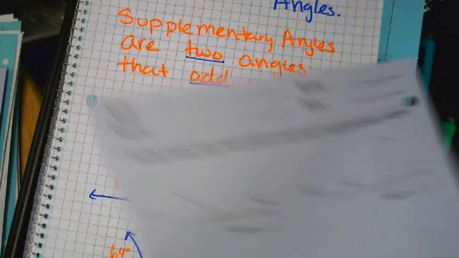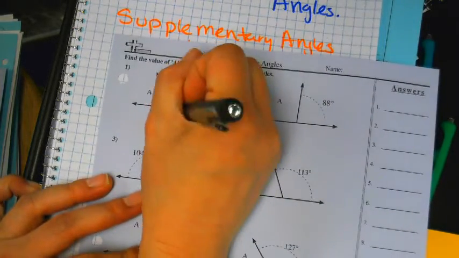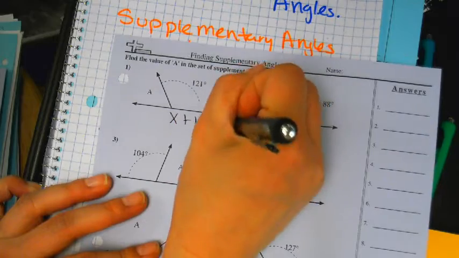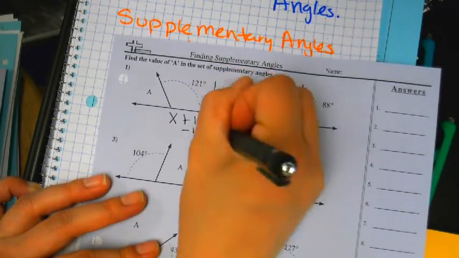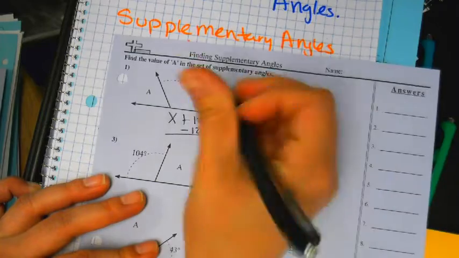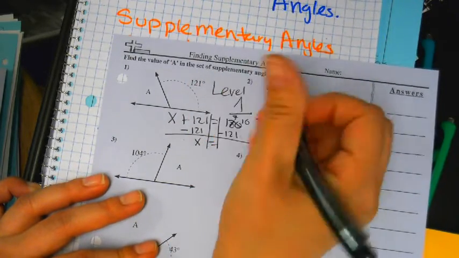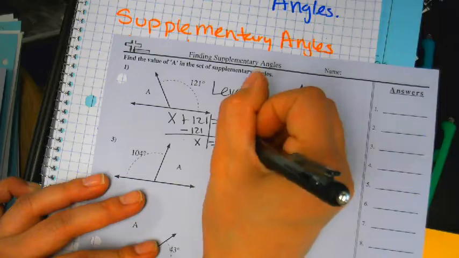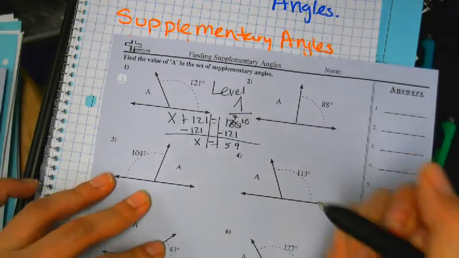All right, so here's what I need you to do. Just like last time with level 1, I need you to go x plus 121 is equal to 180. I need to see where you draw your bars. Minus 121 minus 121. So x equals 10 minus 1 is 9, 7 minus 2 is 5, 1 minus 1 is 0. So x equals 59. So this is the work.